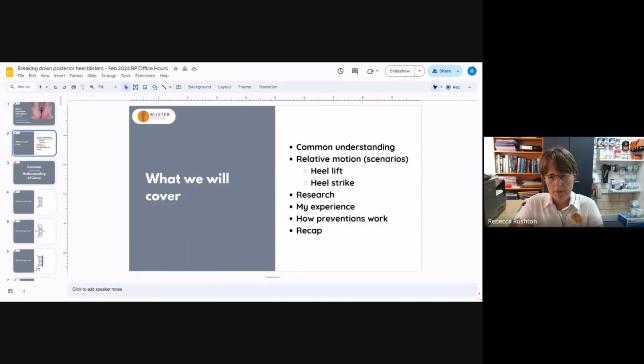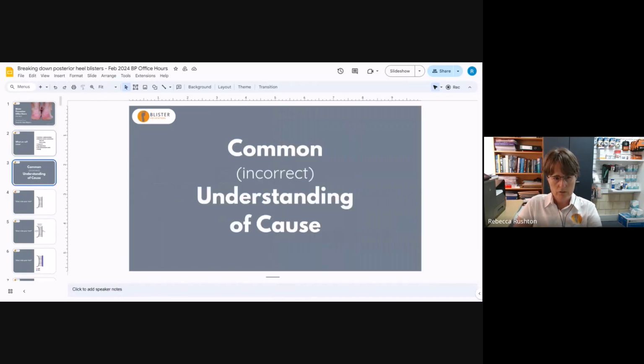We're going to look at the common understanding of posterior heel blisters. We're going to look at the relative motion or rubbing scenarios at the back of the heel at both heel lift and heel strike. We'll look at the research very briefly. I'll talk about my experience with these blisters. We're going to look very closely at how preventions work and finish off with a recap and questions.